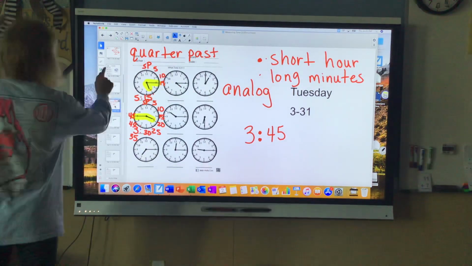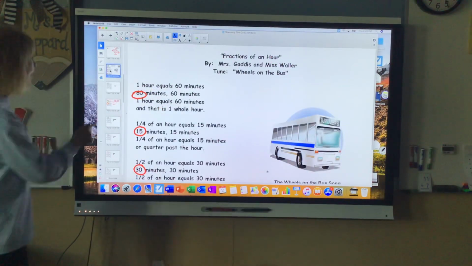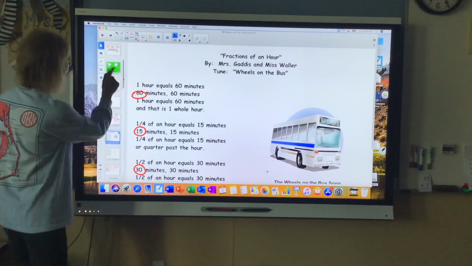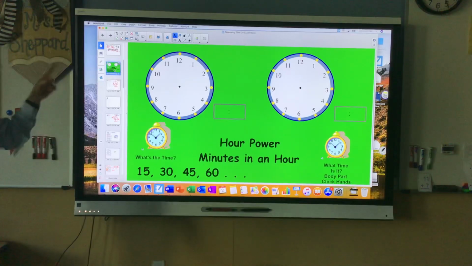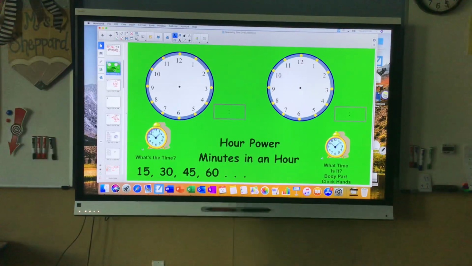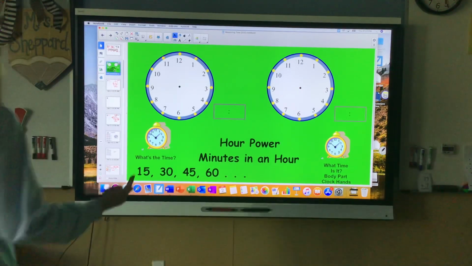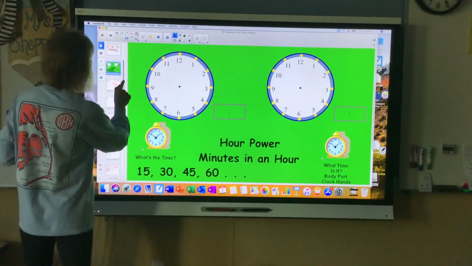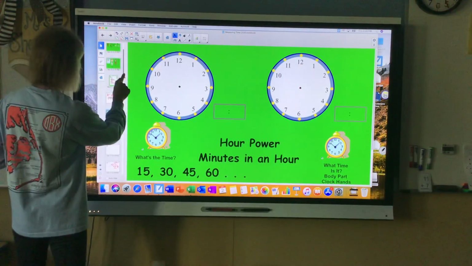You also need to remember your fractions of an hour and your hour power. They're in your shared reading packet for this week. You can practice those working on your fluency, and you may also illustrate those if you have a little extra time in your day.